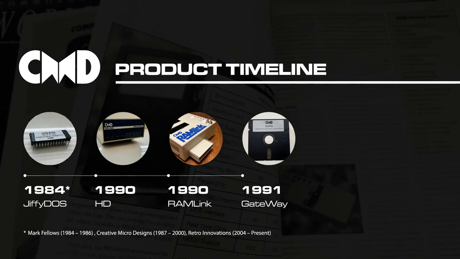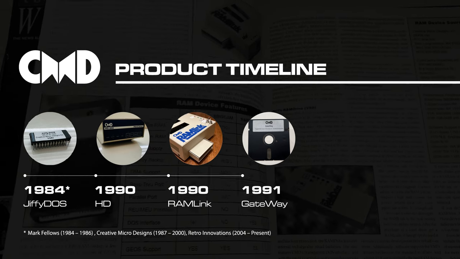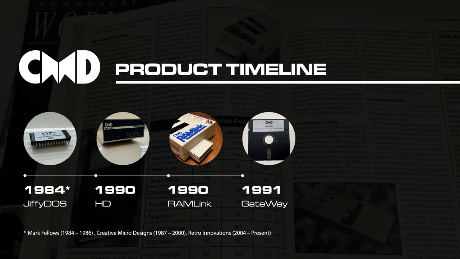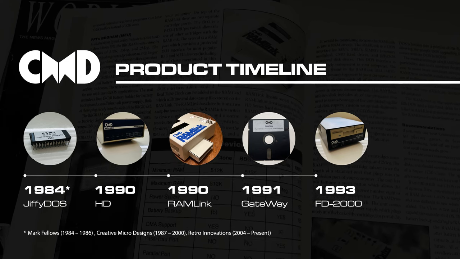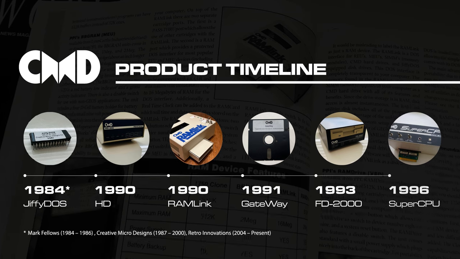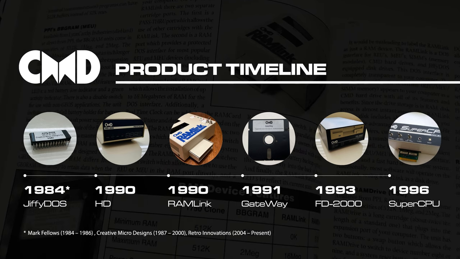1991, Gateway. Gateway is a GEOS desktop replacement software package. 1993, the FD2000 floppy disk drive. And 1996, the Super CPU, at least V1.